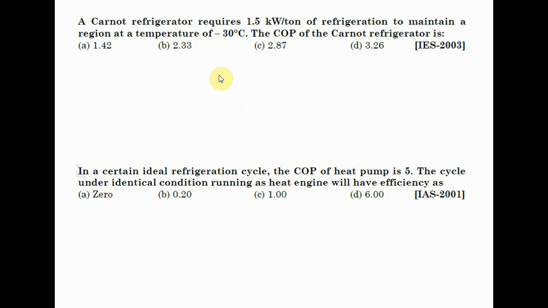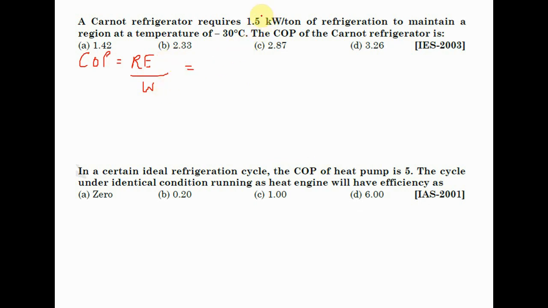So the first question says: a Carnot refrigerator requires 1.5 kilowatts per ton of refrigeration in order to maintain a region at a temperature of minus 30 degree Celsius. Find the COP of the Carnot refrigerator. So directly go with the basics of the formulas: COP is equal to refrigeration effect upon the work input. Now you have to find these two values in order to get the COP value.